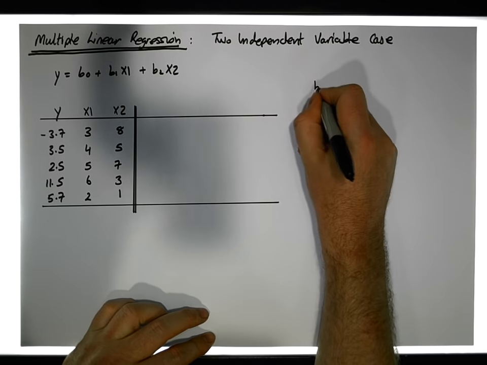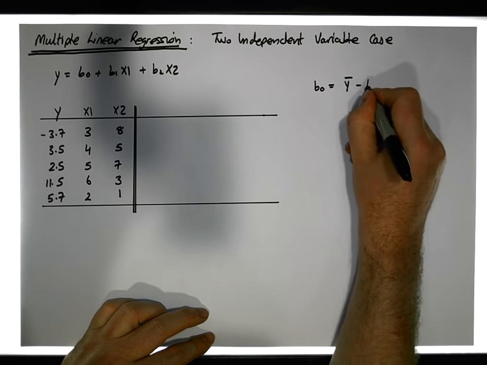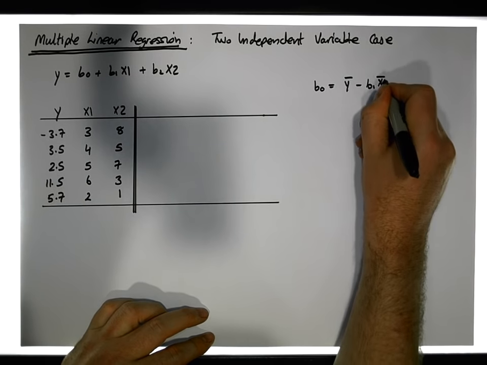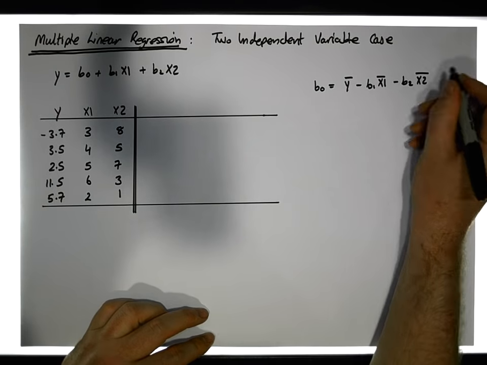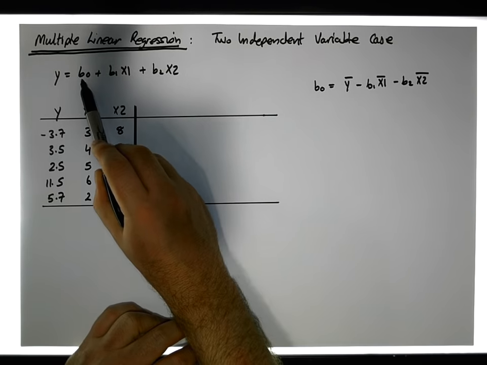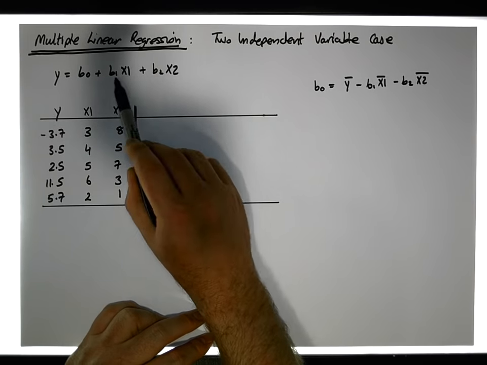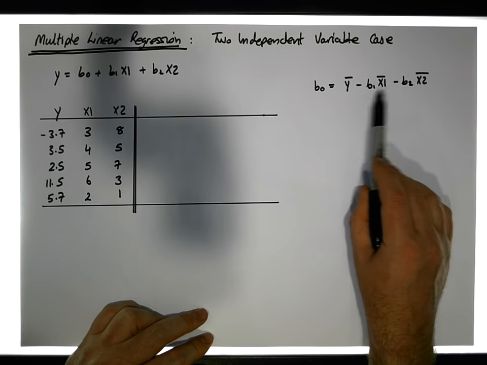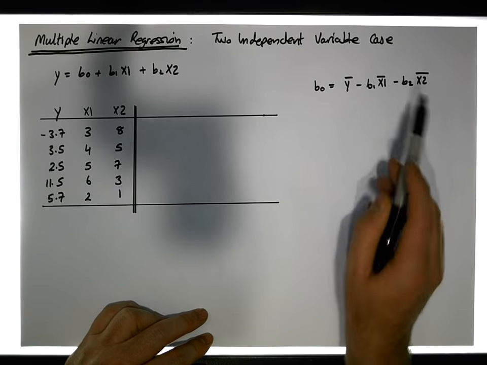So b0 is equal to the average of the y's minus the b1 value times the average of the x1 variable minus the b2 value times the average of the x2 variable. So to calculate the intercept, we need to have the b1 coefficient and the b2 coefficient calculated. So we really need to know the formula for the b1 and the b2 coefficients.